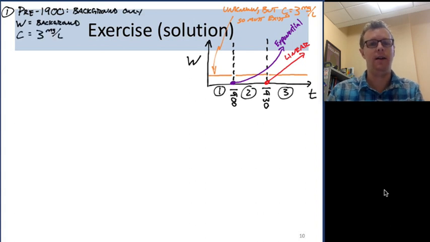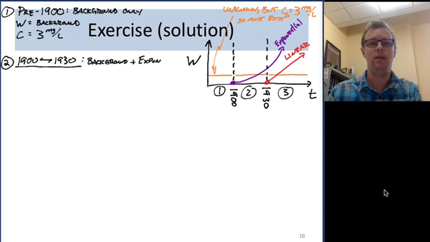So, all right, top left, pre-1900. All we've got happening is the background loading. We don't know what it is, but we know it yields a concentration of 3. So if we're interested in pre-1900 conditions, our answer is 3 milligrams per liter. Things start to get more interesting as we move to the right. So in segment 2, 1900 to 1930, we've got both our background and our exponential loading.